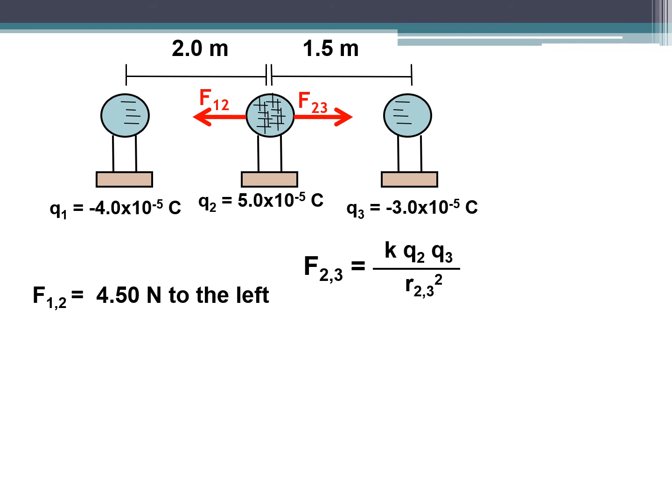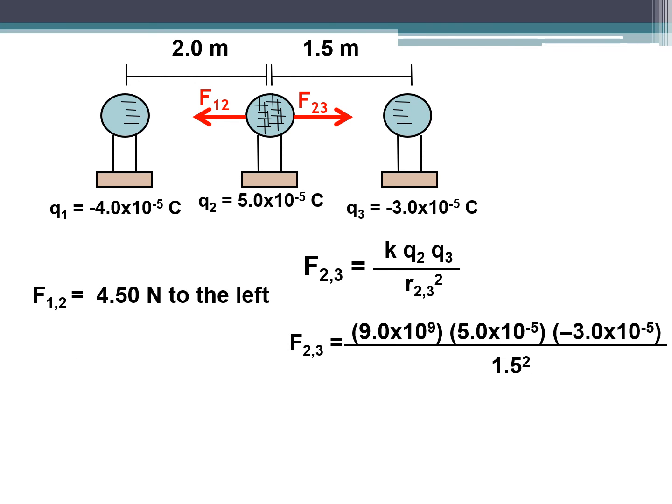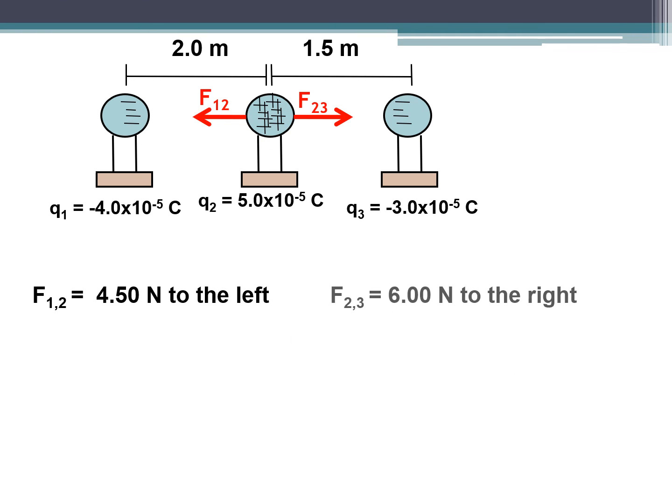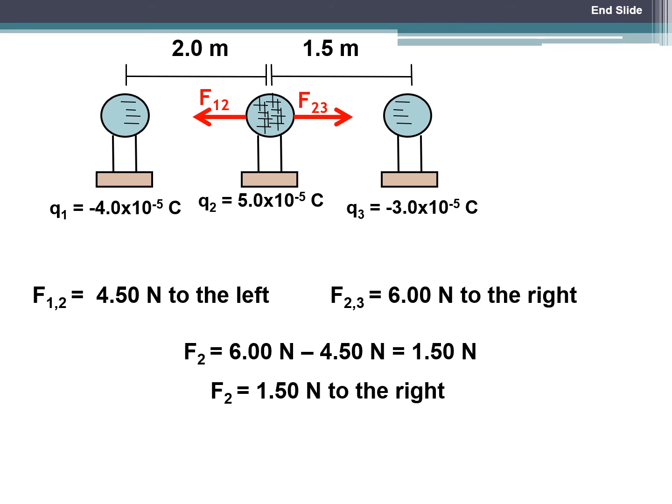Between the second and third sphere, that's going to be equal to k times q2 times q3 divided by the distance between the two squared. That's going to be 9 times 10 to the 9 times 5.0 times 10 to the negative 5th times negative 3.0 times 10 to the negative 5th divided by 1.5 squared. And that gives a total of negative 6.0 newtons. Now that negative means attraction, and attracting for the second sphere toward the third sphere is going to be to the right. So we translate that over. It's going to be 6.00 newtons to the right.